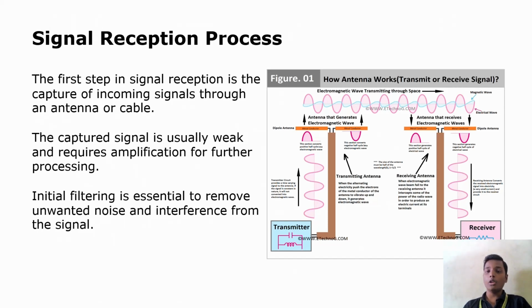Here the figure shows how an antenna works. The transmitter sends the signal. The electromagnetic wave transmits through space. One antenna generates the electromagnetic wave, and another antenna receives it. Transmitting antenna: when alternating electricity pushes the electrons of the metal conductor of the antenna to vibrate up and down, it generates an electromagnetic wave. Receiving antenna: when the electromagnetic beam falls on the receiving antenna, it intercepts some of the power of the radio wave in order to produce an electric current at its terminals.